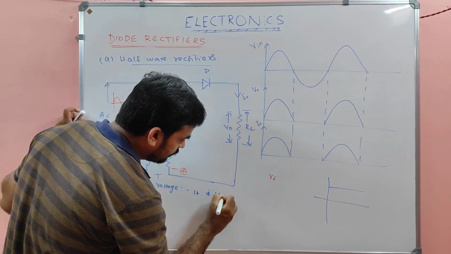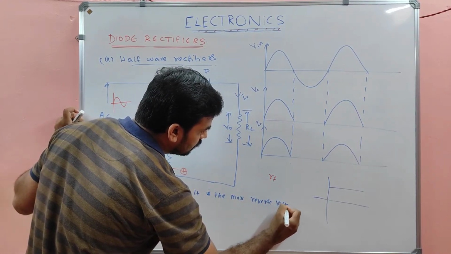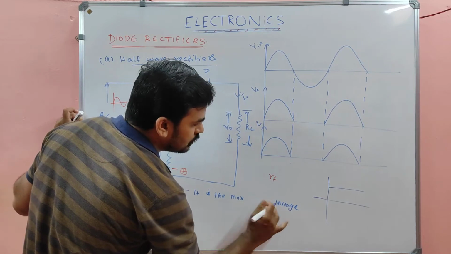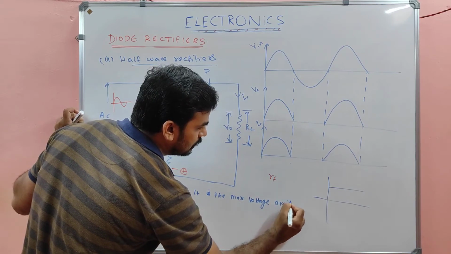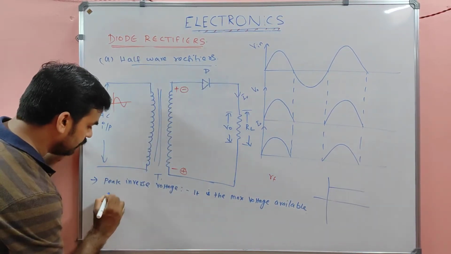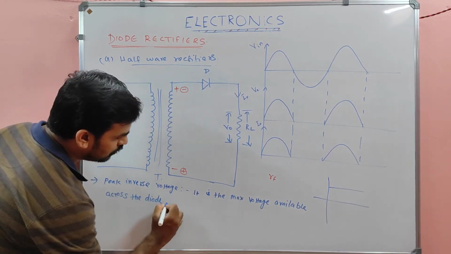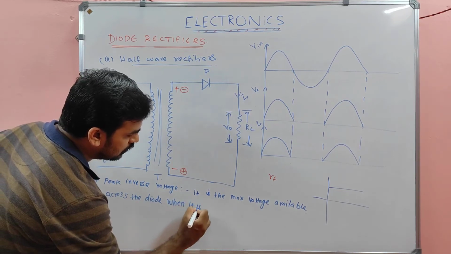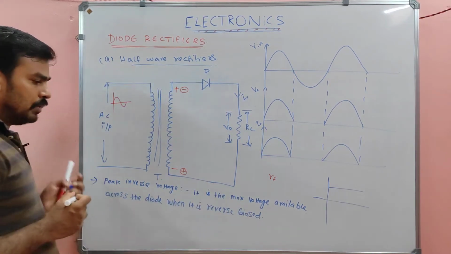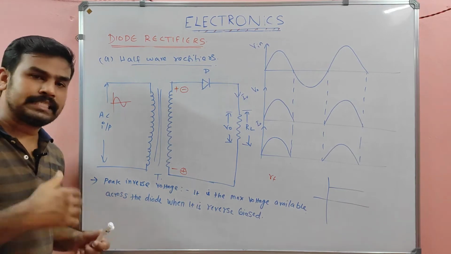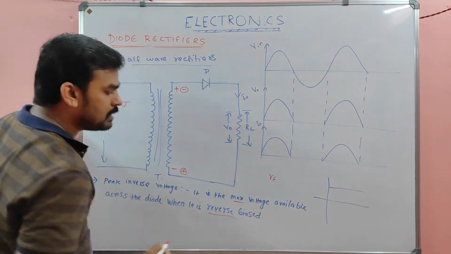It is the maximum reverse voltage, or maximum voltage, available across the diode when it is reverse biased. Okay, that means nothing but, my dear, it is the maximum voltage available across the diode when it is in reverse biased condition.